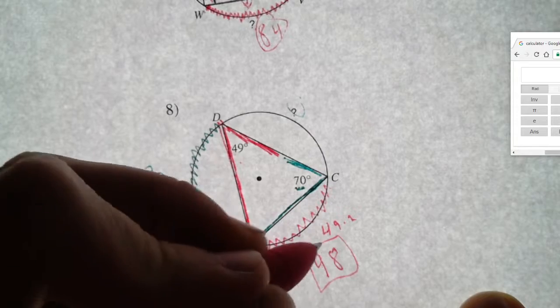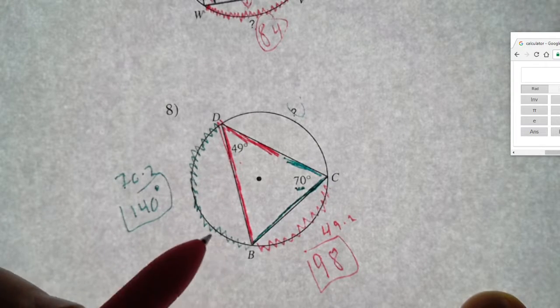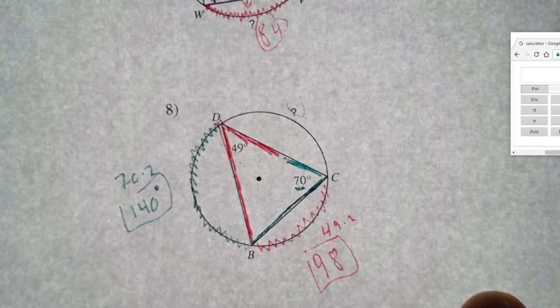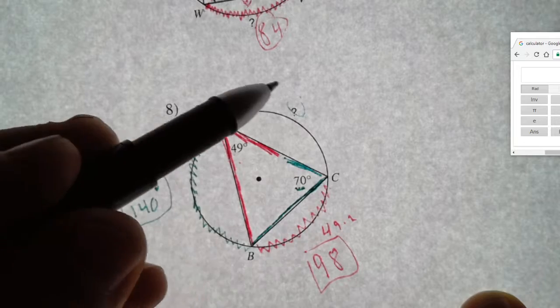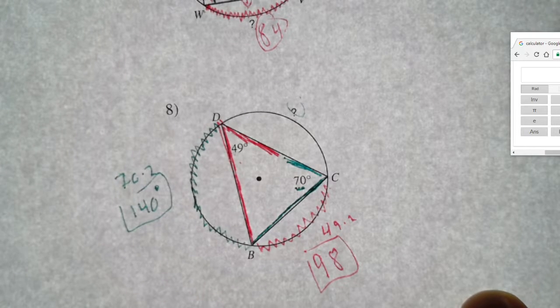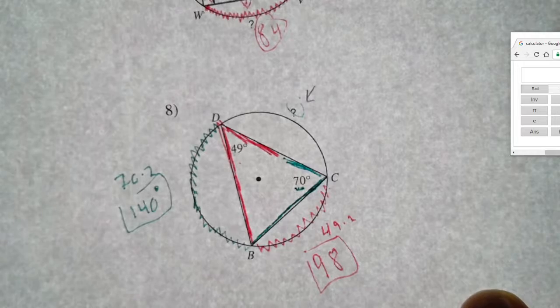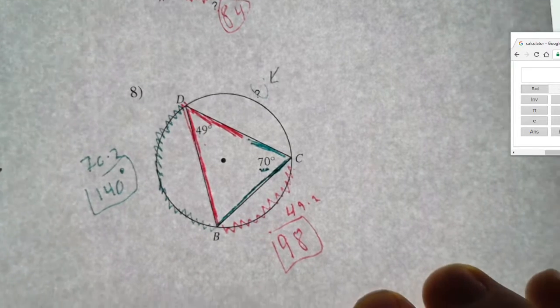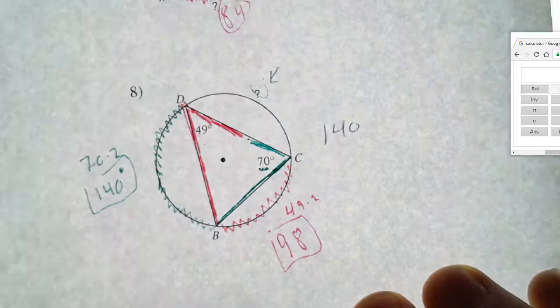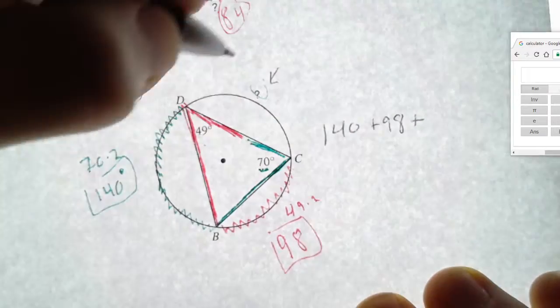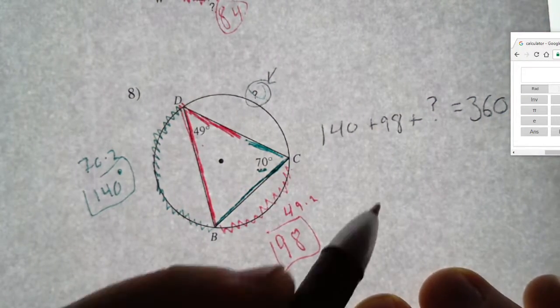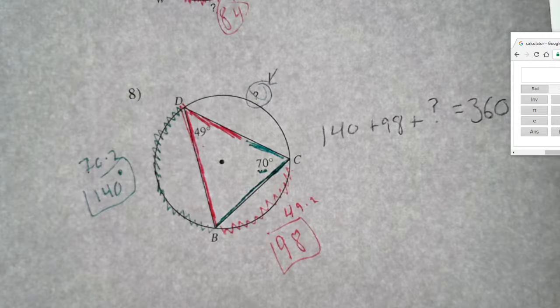Well, now I've got 140 going this way, 98 going this way, and I know all the way around the circle has to be equal to 360, and I'll use that fact to find my last missing arc. I know that my 140 plus the 98, plus my missing arc, should all add up to equal 360, because all the way around a circle should be 360.